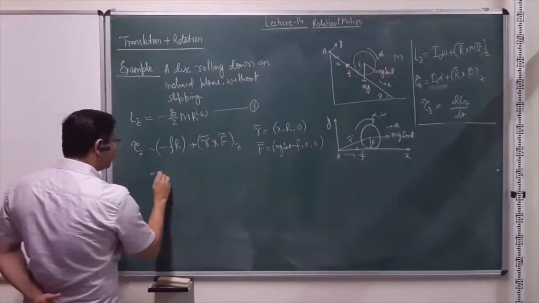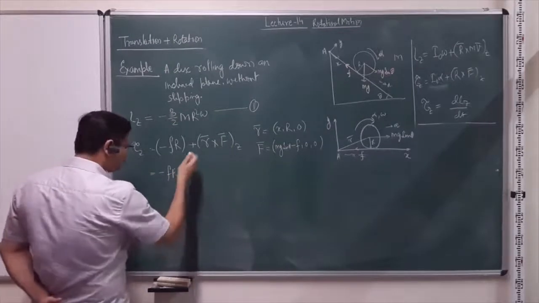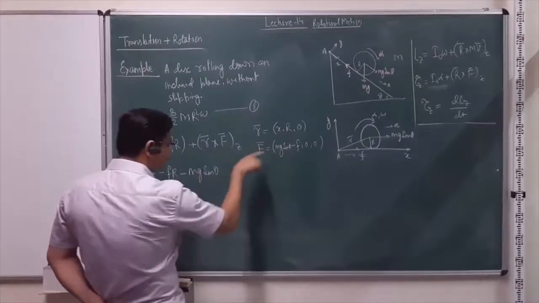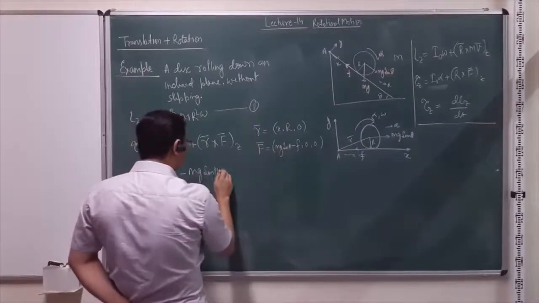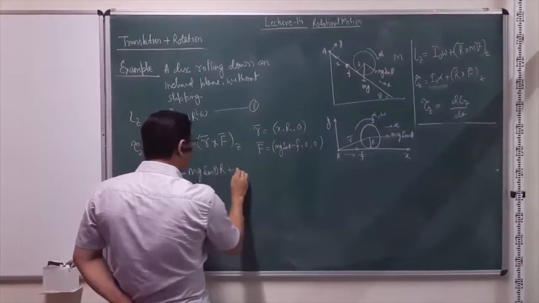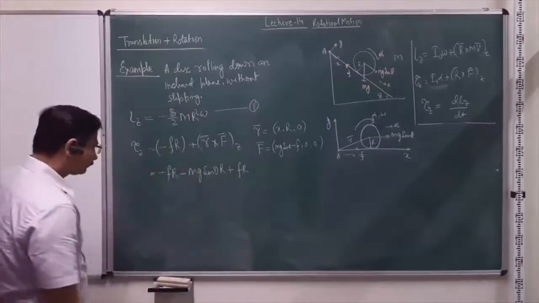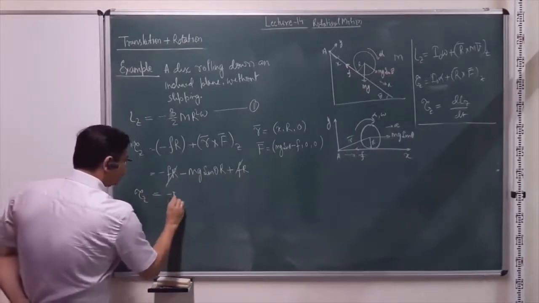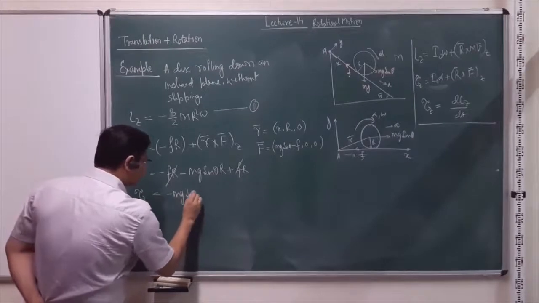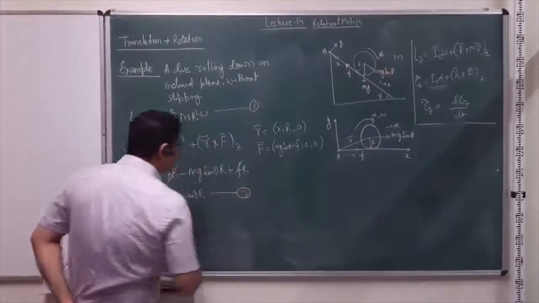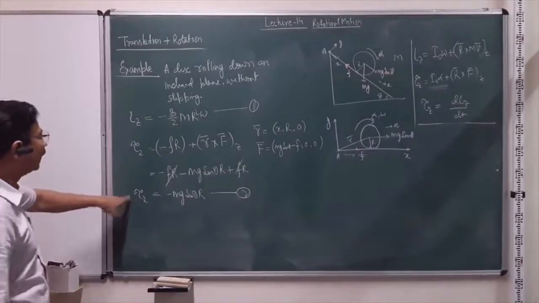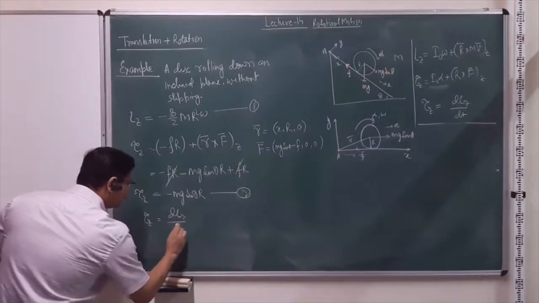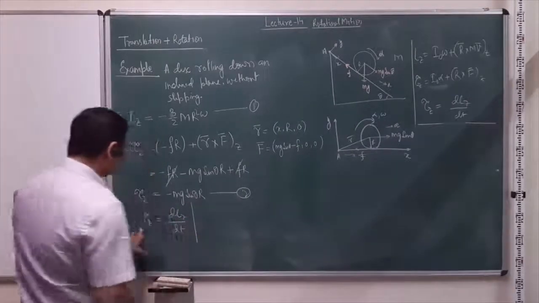What we'll get from here is minus fr minus mg sin theta. We can take the z component of r cross f into r plus f of r. In this case, my tau z is minus mg sin theta r. So we have Lz and we have tau z, right? And now we have the relation between Lz and tau z: tau z is dLz over dt. So I can use this.